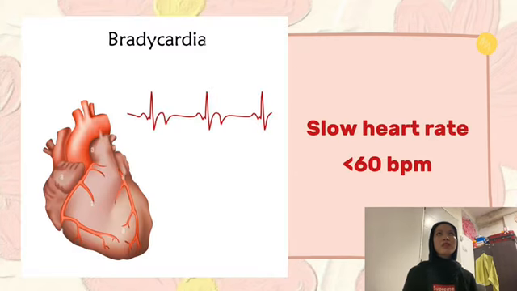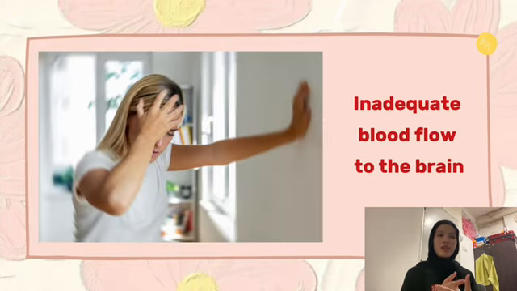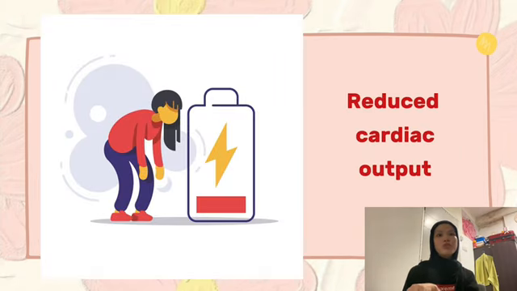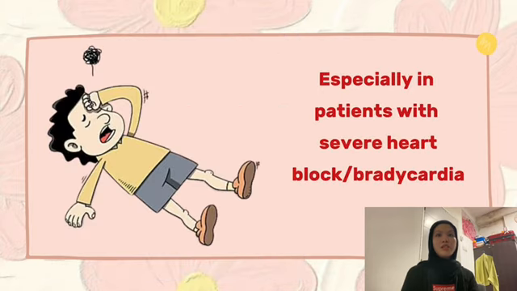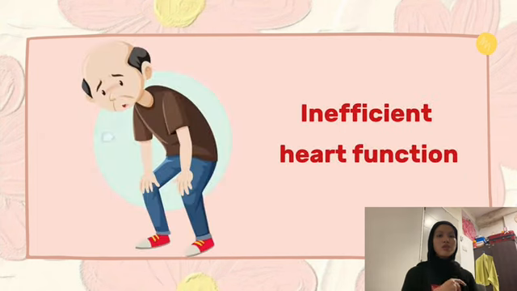So bradycardia is a condition of abnormally slow heart rate, which is lower than 60 beats per minute, and dizziness or lightheadedness is usually because of inadequate blood flow to the brain. Same goes to fatigue, which is due to reduced cardiac output, and fainting is especially in patients with severe heart block or bradycardia, and shortness of breath is due to the inefficient heart function.